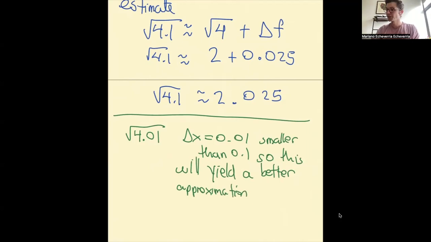So again, the philosophy is that the smaller delta x is, the better this will behave, because the smaller delta x is, the closer this auxiliary line would be to the tangent line. So the closer the two slopes would be. So that's what's going on.